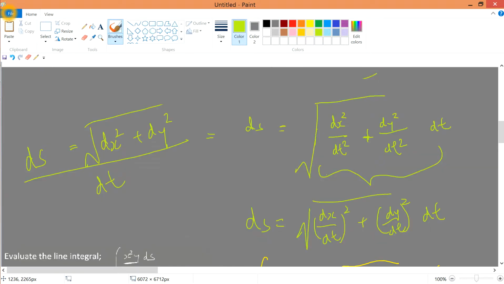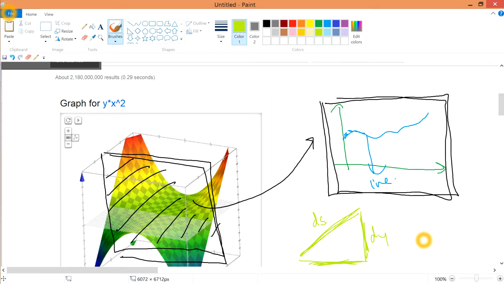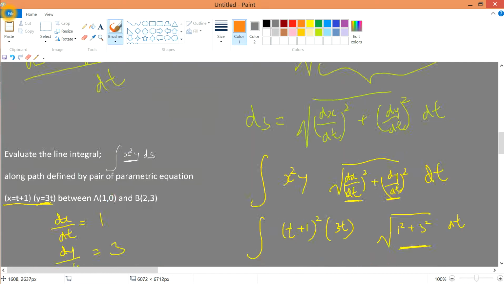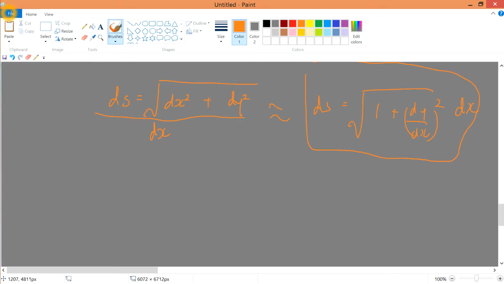So just to summarize, this whole line integral series is just integrating along this line, right? Just integrating along these little lines. And if it's two variables, then you're going to use ds equals, I shouldn't write this. Yeah, this should be nice. If it's two variables, you divide by dx, and eventually you'll get ds equals blah blah blah. Alright, this is for two variables.